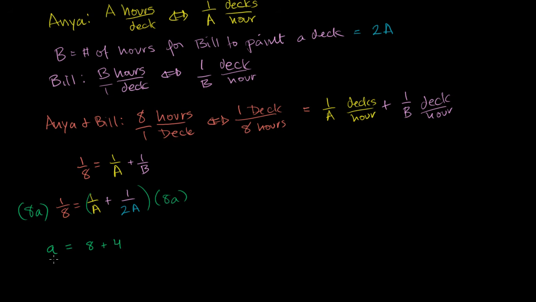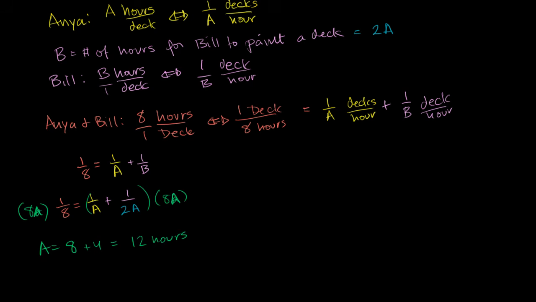So A, the number of hours it takes Anya to paint a deck, and I made it lowercase, which I shouldn't have. These should all be capital A's. So you have A is equal to 8 plus 8A over 2A, which is 4. So the number of hours it takes Anya to paint a deck, or A, is 12 hours.